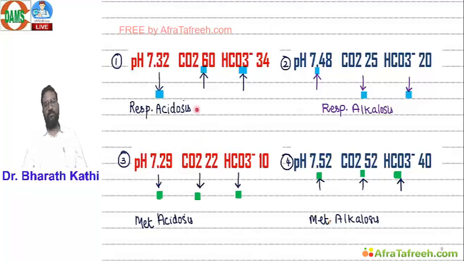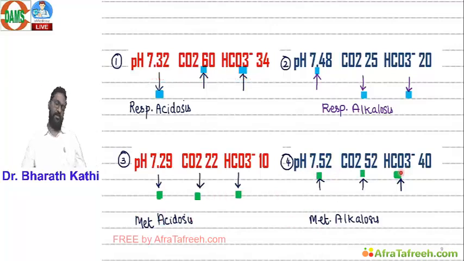Once again, going through all those 3 rules. Let it be any disorder, always primary and compensation will be moving together. If it is a primary respiratory disorder, change in pH with respect to parameters is in the opposite direction.